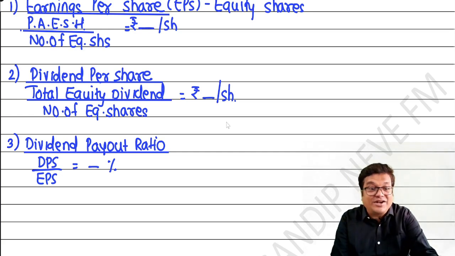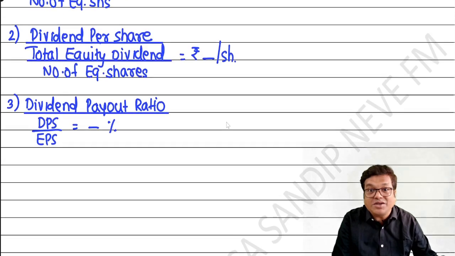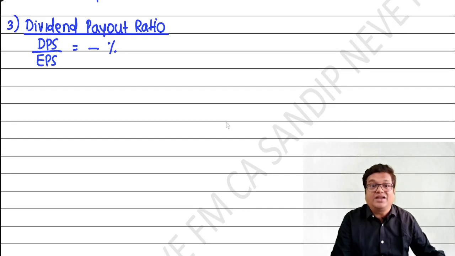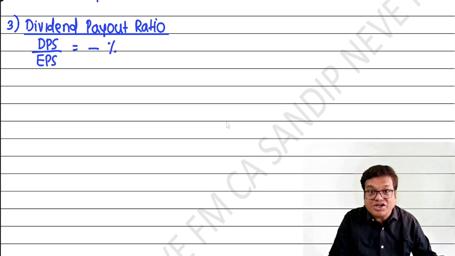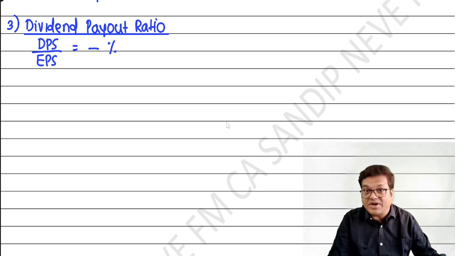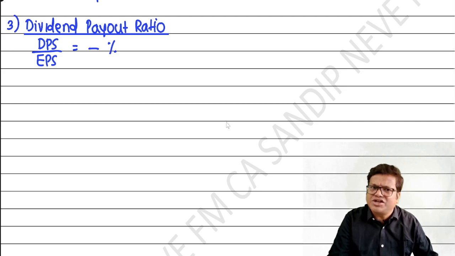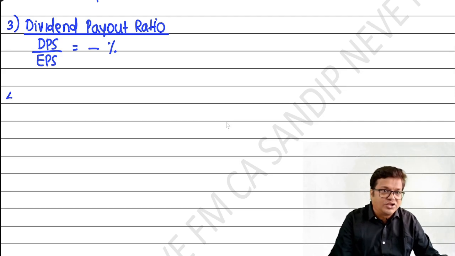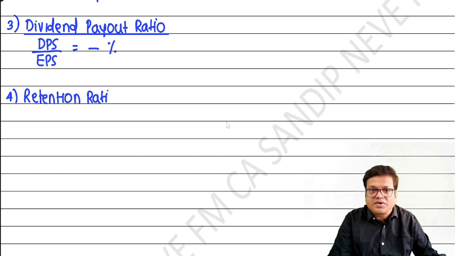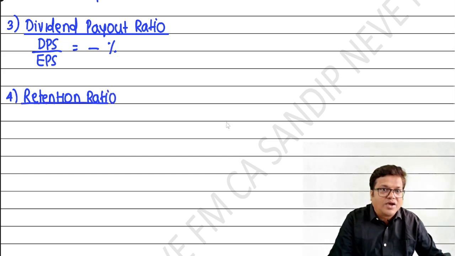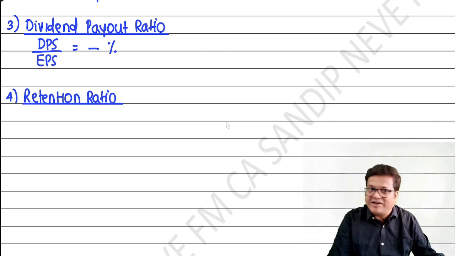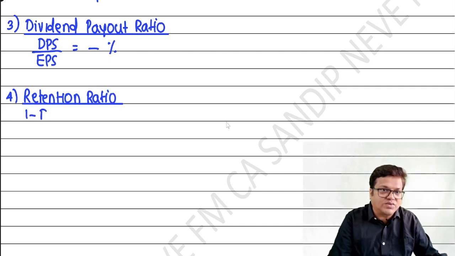So if the dividend payout ratio is 40%, then naturally the retention ratio would be how much? If the dividend payout ratio is 40%, then the retention ratio would be 60%. So there is an easy way to understand the retention ratio. By now you must have estimated what it should be. Very simple. Yes, it will be 1 minus what?